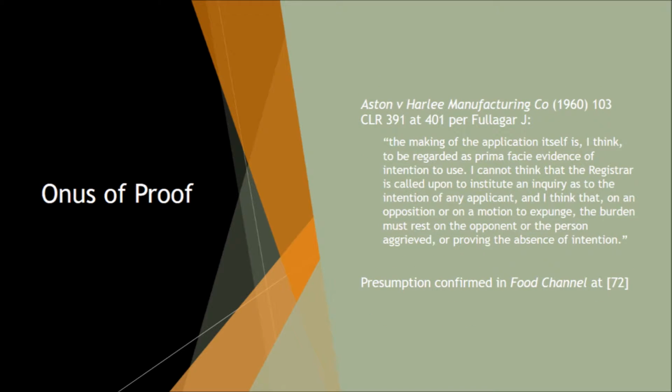Justice Fullagar explains the onus of proof concisely in Aston and Harley Manufacturing, stating that the making of the application itself is, I think, to be regarded as prima facie evidence of intention to use. The burden must rest on the opponent to prove the absence of intention. This presumption was confirmed in Food Channel.